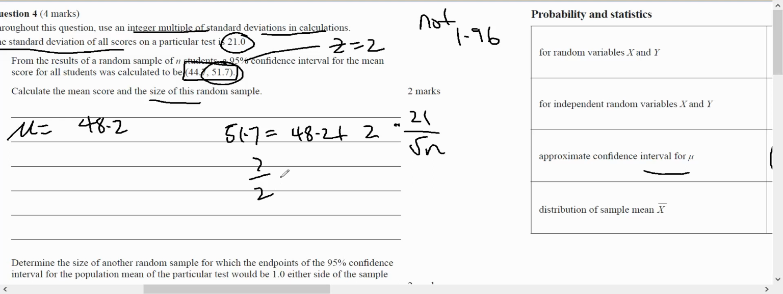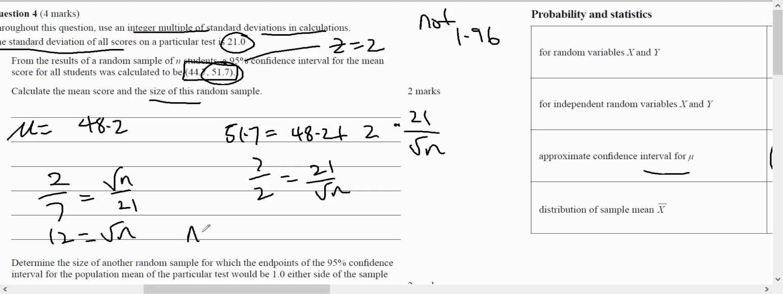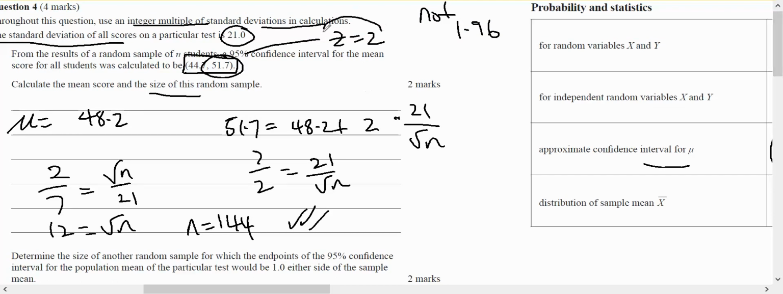7 on 2 equals 21 on root N. If I flip that around, I've got 2 on 7 equals root N on 21. If I move my 21 up over there, I get 12 equals root N, N equals 144. Much nicer answers if you use 2 for Z, not 1.96.